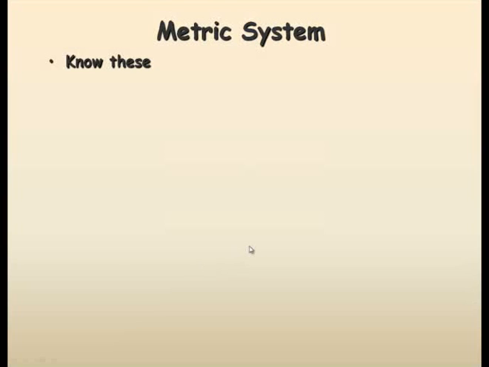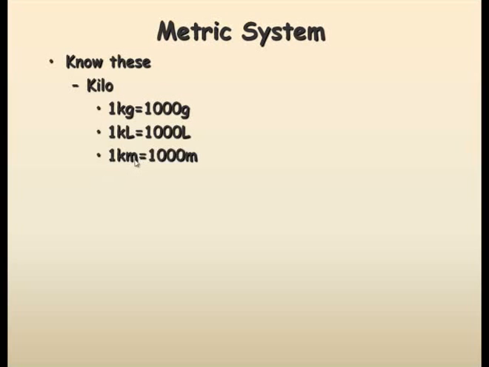So before we get into the actual conversions, you need to know 3 metric prefixes. The kilo. The kilo is really big. If I have a kilogram or a kiloliter, or I'm running a kilometer, that's a big thing, right? So a kilogram is 1,000 grams. Kilo means I have 1,000 of the base unit. So 1 kiloliter would be 1,000 liters. 1 kilometer is 1,000 meters.